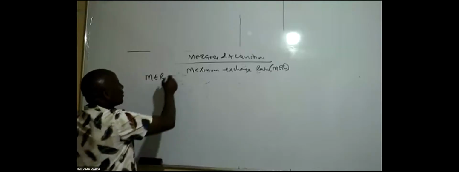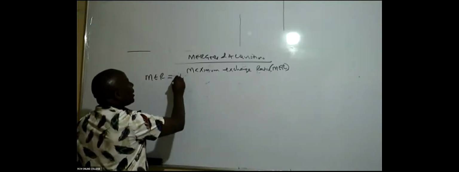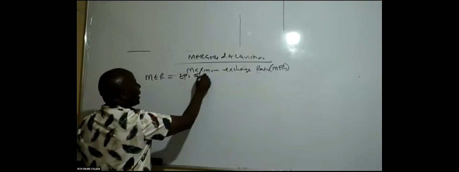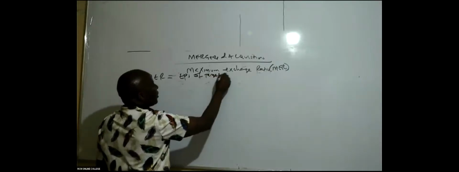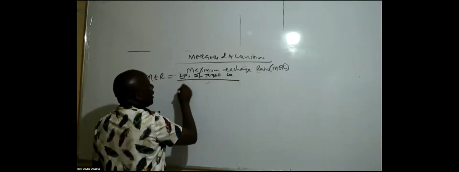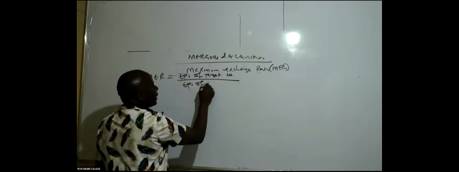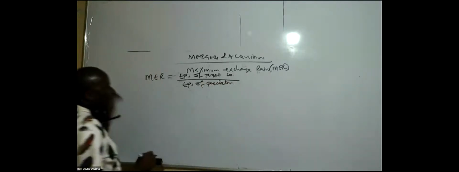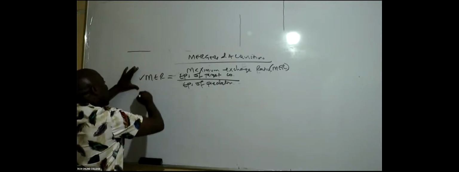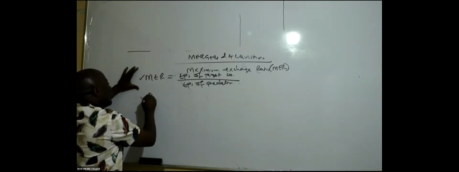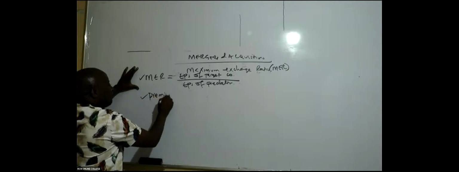And to get this maximum exchange ratio, we normally take the EPS of the target company over the EPS of what here, somebody? EPS of the predator. This is very, very important for us: EPS of the targeted company over EPS of the predator. Very, very important.